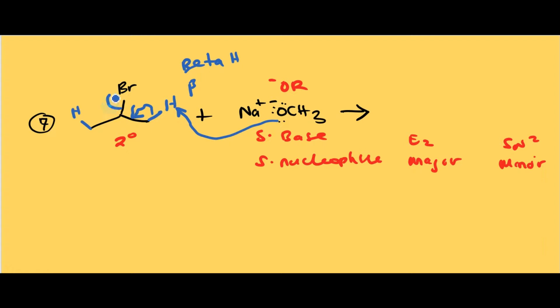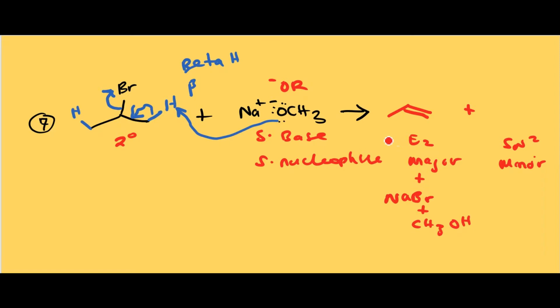E2 is a concerted reaction, and also SN2. But let's draw the E2 product first before we talk about SN2. Okay, the other product is gonna be sodium bromide. And of course you're going to have methanol on there once OCH3 accepts the hydrogen.